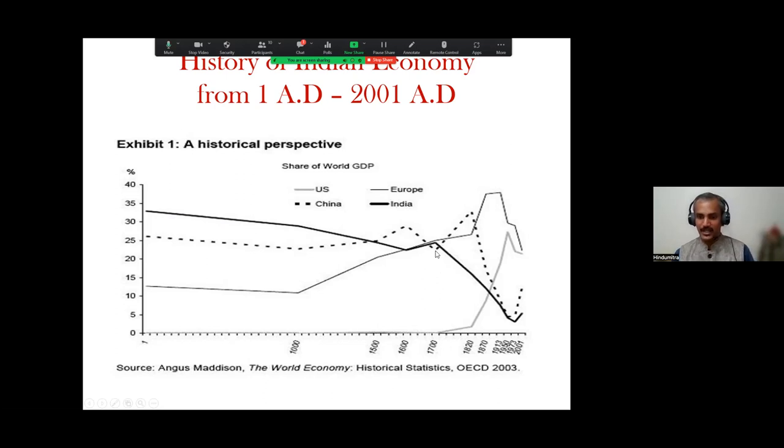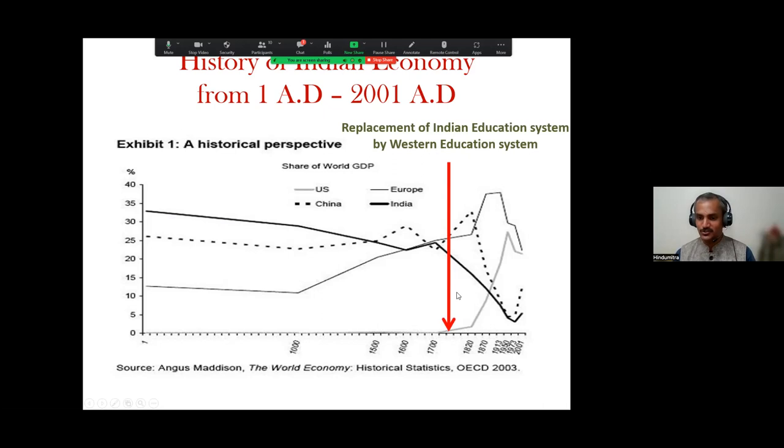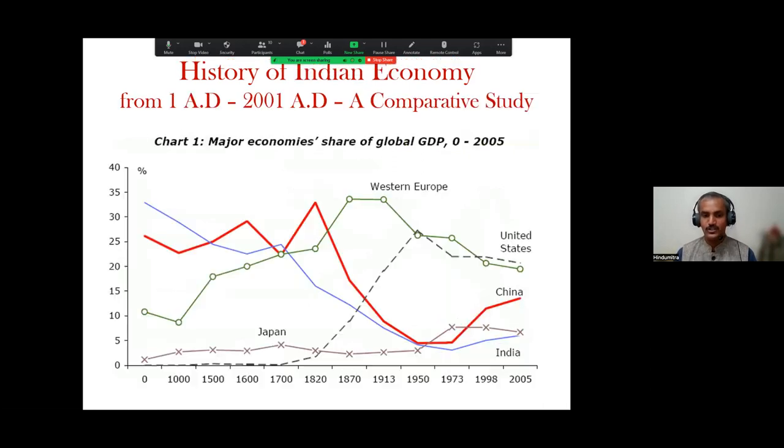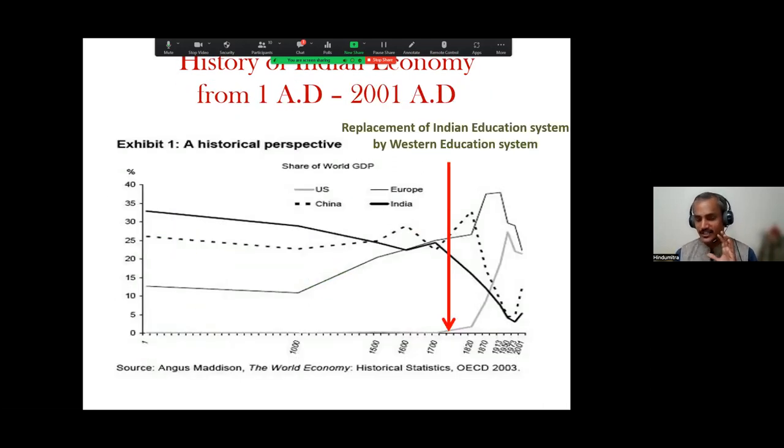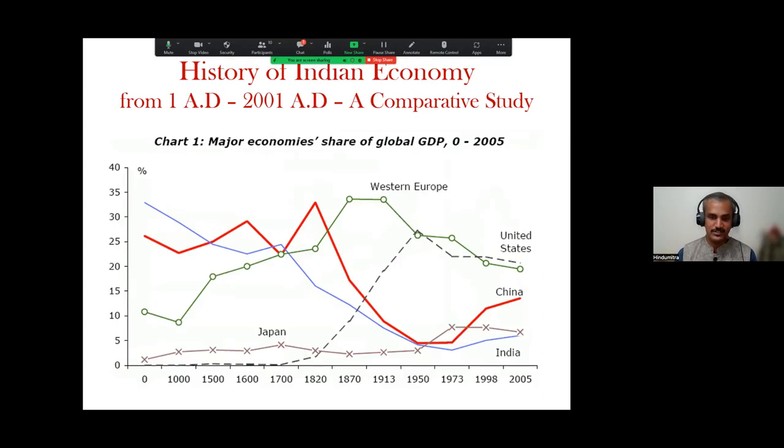Slowly what happened is, you can clearly see after 1700, something happened and the economy started falling drastically. This is where the Western education system was introduced in India. The idea of caste and separation of people was imposed through the education system, which led to discord in Indian society, which helped the foreigners to prey on India and loot India by dividing people with each other, by creating divisions. This is a similar chart from 1st AD to 2005, which shows how the Indian economy has fallen.